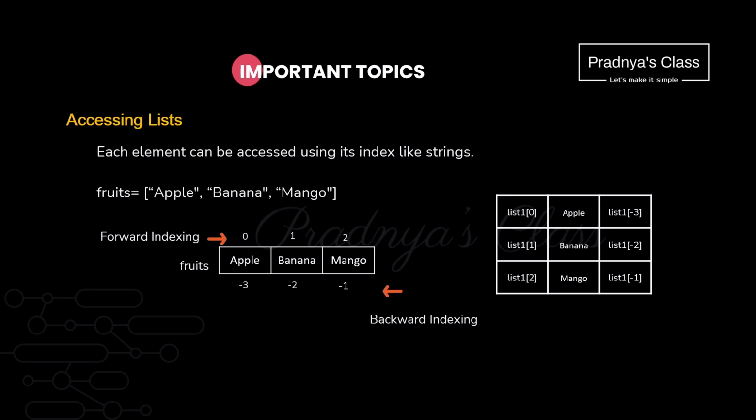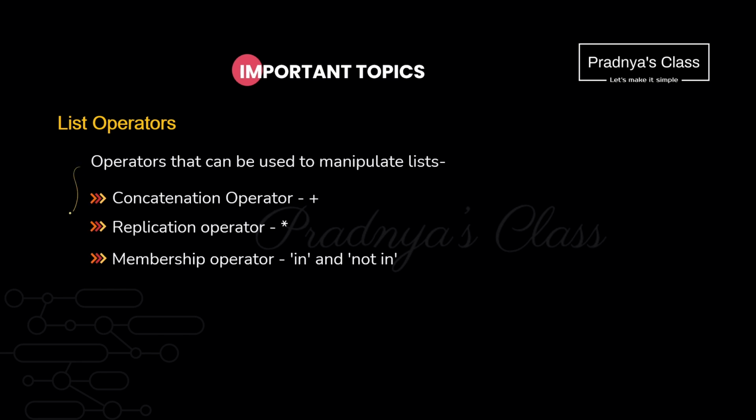Now how to access the individual elements? To access the individual elements of the list, we follow the same concept as string, and that we will be doing with the help of index. We can do forward indexing as well as backward indexing. Here are some of the operators which we can apply on list just like string. Plus is used for concatenating two lists. Asterisk can be used as a replication operator. Even we can use membership operators in and not in in case of list.